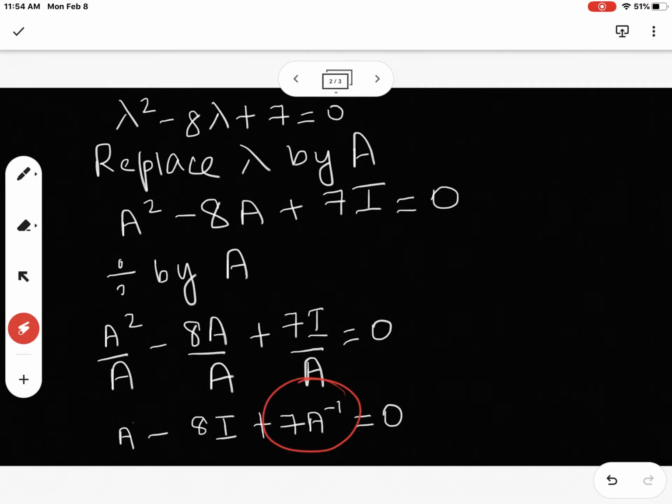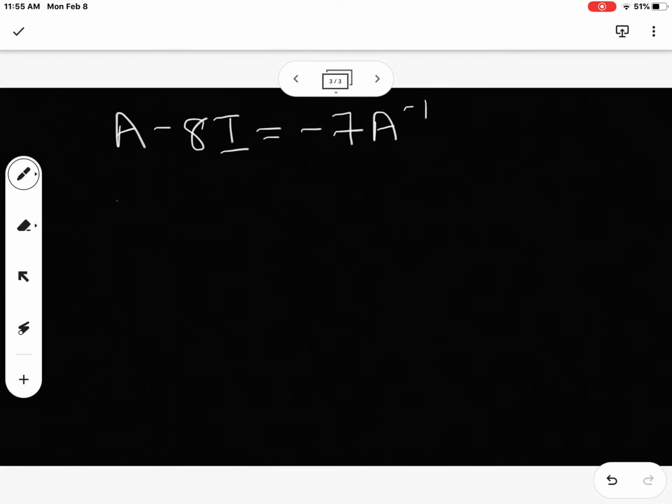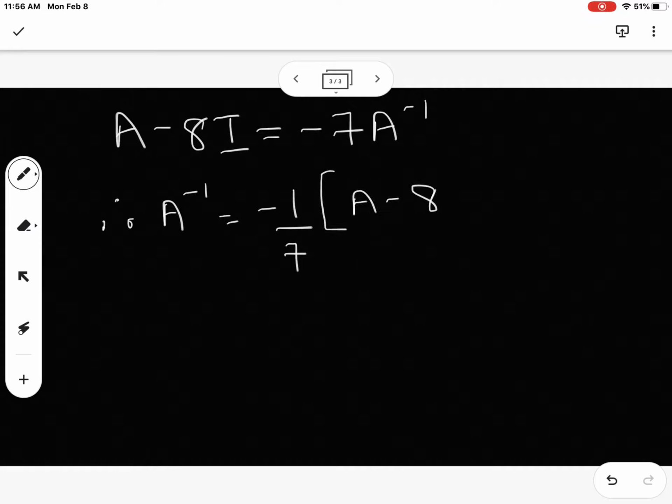So now let us take this plus 7A inverse to the side in the next slide. What does the term become? A minus 8I is equal to minus 7A inverse. So simplifying this further, therefore you have A inverse is equal to minus 1 by 7 A minus 8I. So all I have done is taken this minus 7 to the side. So that's all I have done. So this is your term.